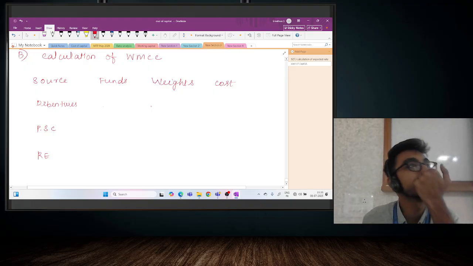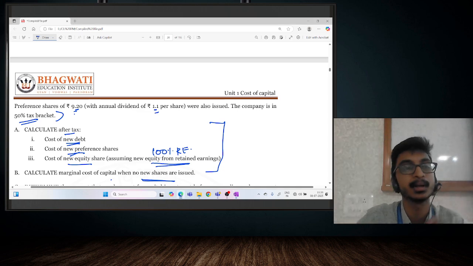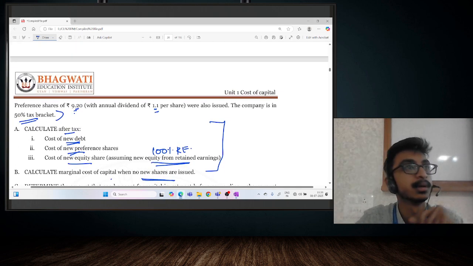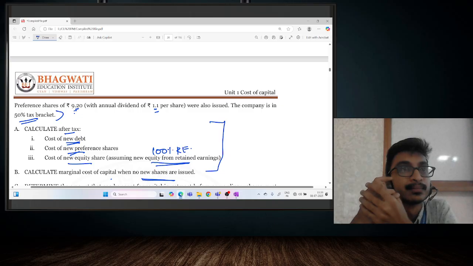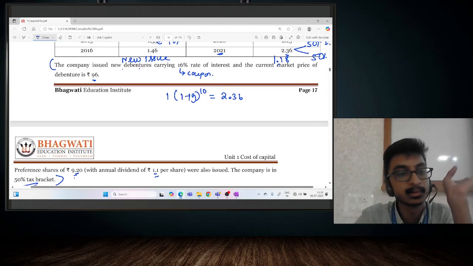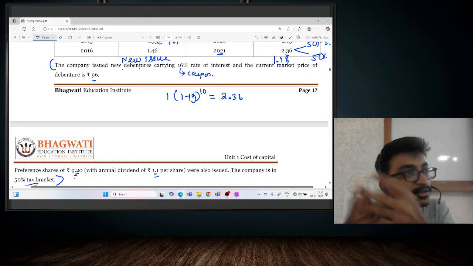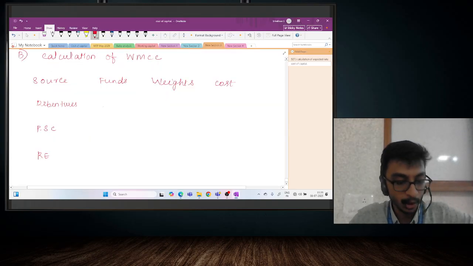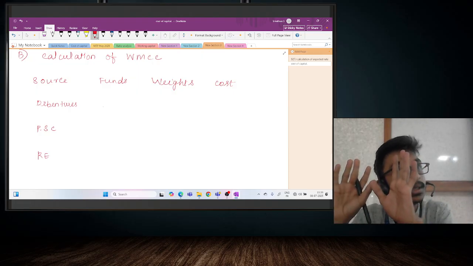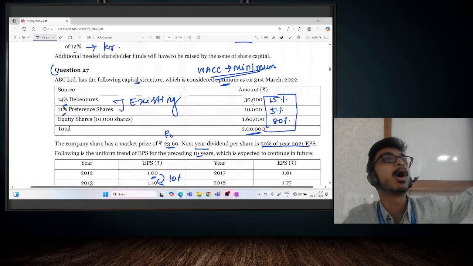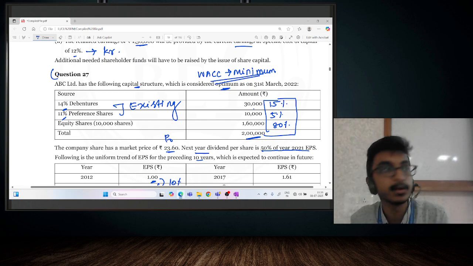Now what is the funds amount? How many rupees is raised in the form of debenture, how many rupees in the form of preference share capital, and how many rupees in the form of retained earnings? It is not given. If we are not calculating the funds, then how will we calculate the weights? Weights are going to remain the same. Why? Because this is the optimum capital structure. Even if the company is raising additional finance, these weights will not be disturbed.